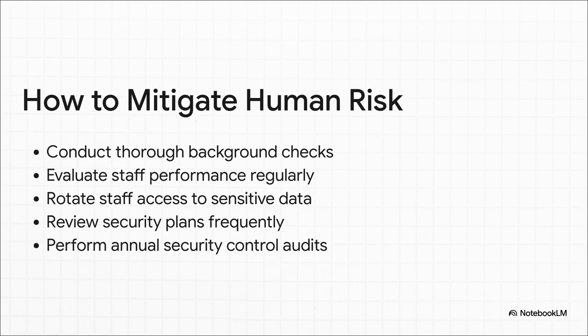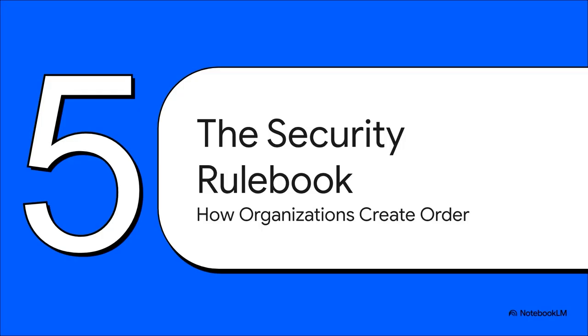Well, organizations build systems of checks and balances. Yeah, they do background checks, sure, but they also do things like rotating who has access to sensitive data, so no single person holds all the keys for too long. It's all about creating processes that frequently review and audit security plans across all 7 of those IT domains we just talked about. And that leads us right to our final piece of the puzzle.